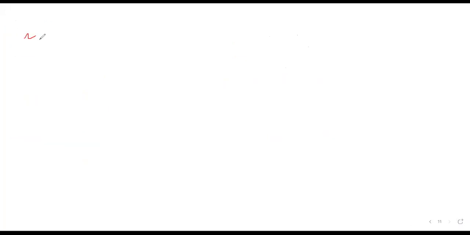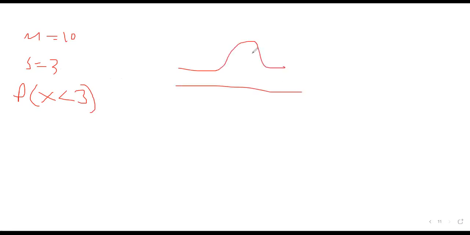Okay. The same question, mean is 10, standard deviation is 3. Suppose we're being asked, find the probability that X is less than 3. Oh, less than 3. So let's illustrate. My mean is there. So here we have 10, and here we have 3. Less than 3. So less means we're shading to the left. It's a small shading, so automatically whatever we get, we subtract from 1.